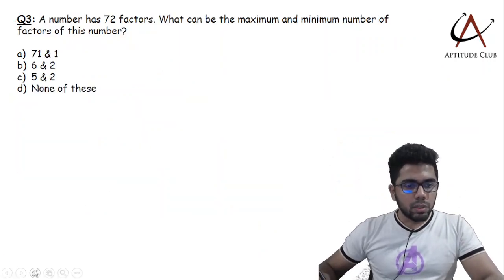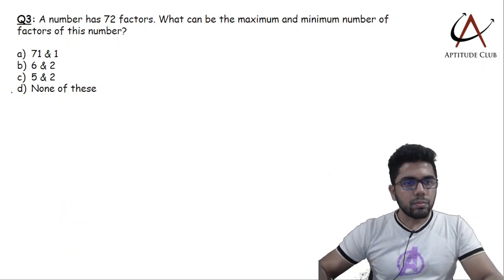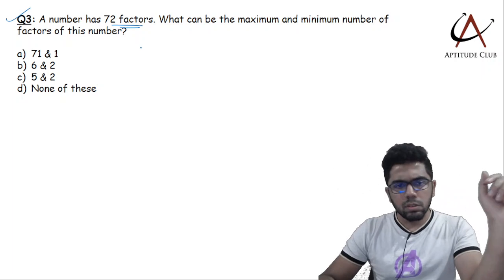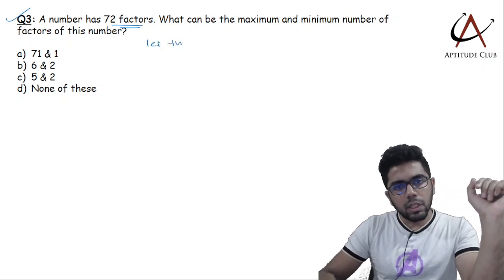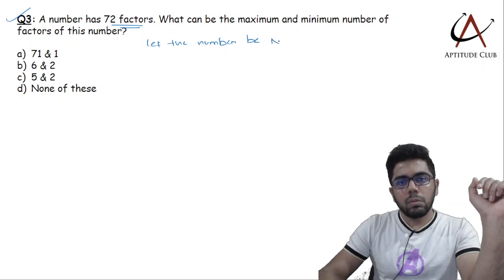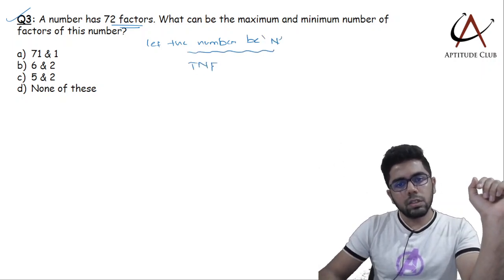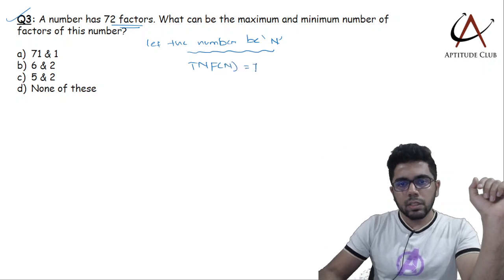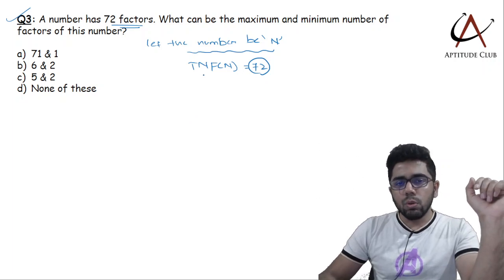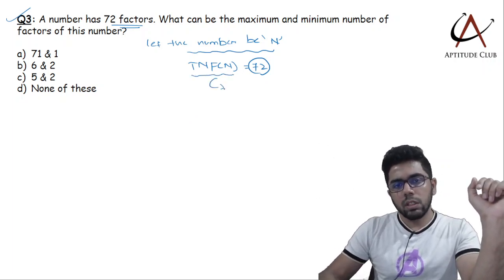Let's take a look at this one. Third question. A number has 72 factors. We don't know what the number is. So let the number be n. So total number of factors of n is 72. It has 72 factors. I know the total number of factors formula is basically a product.